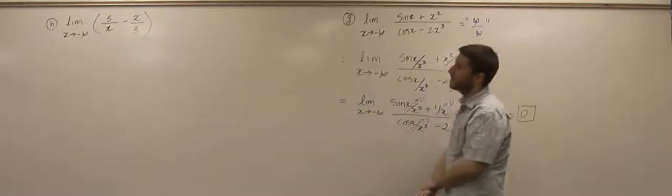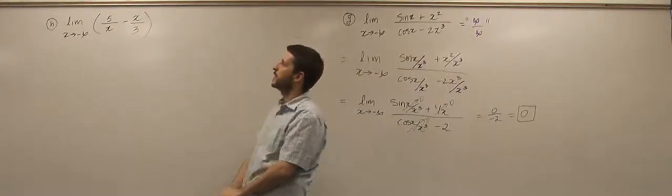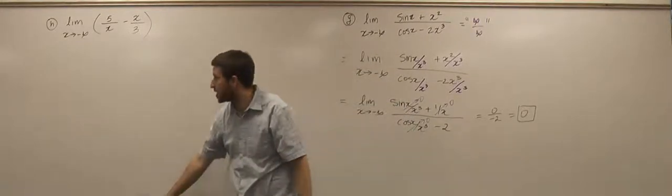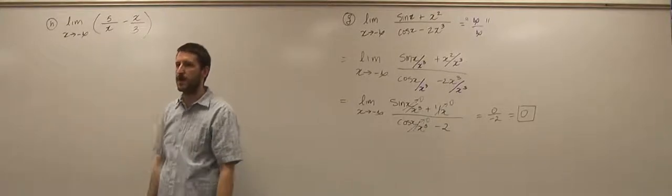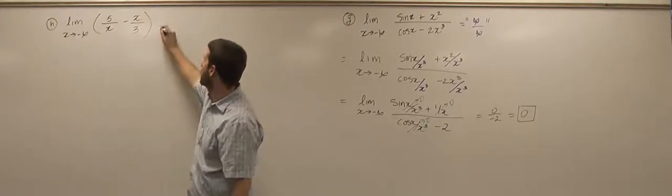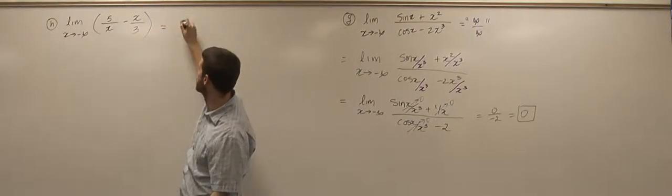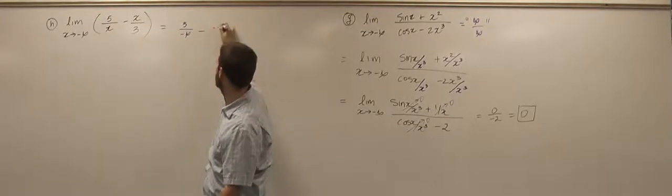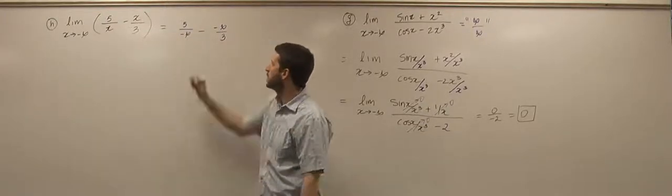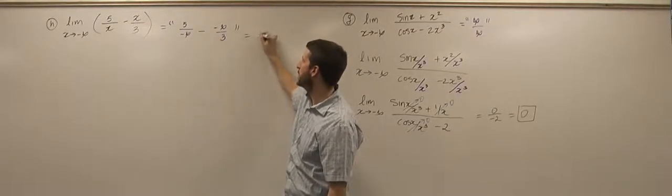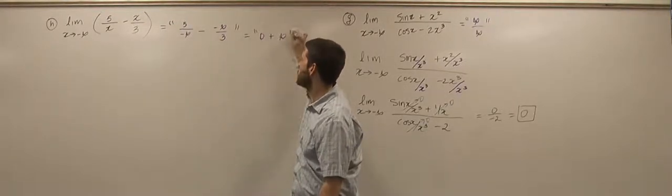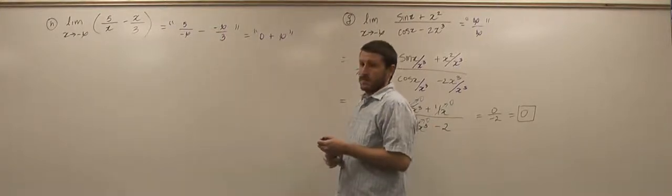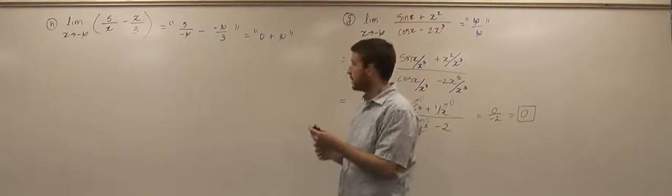Limit as x goes to negative infinity of 5 over x minus x over 3. So when you check this and you think, what happens if I plug in infinity, what do you get? This guy goes to 0 because you get a constant over infinity, or negative infinity, minus a negative infinity over a constant. So you're kind of thinking here 0 plus infinity, right? Because of the minus, which is going to be infinity.